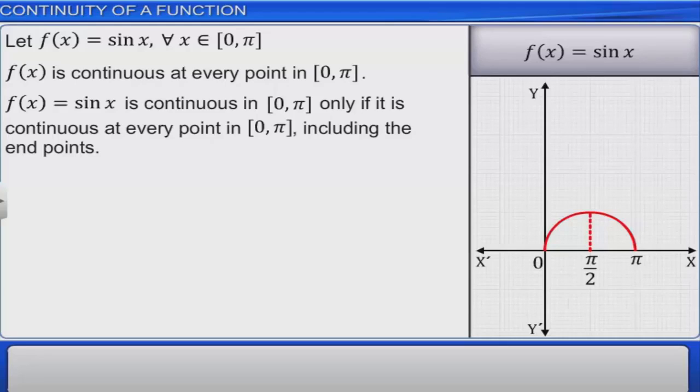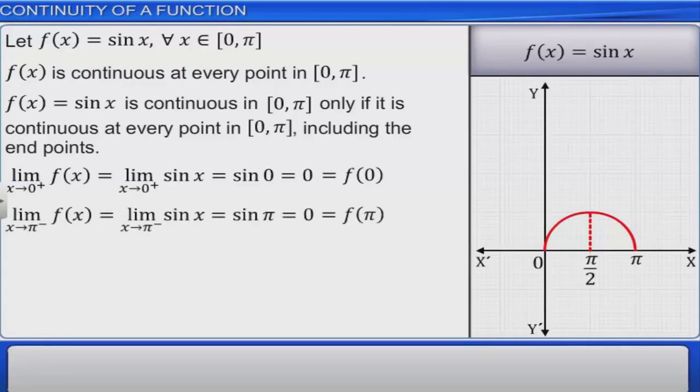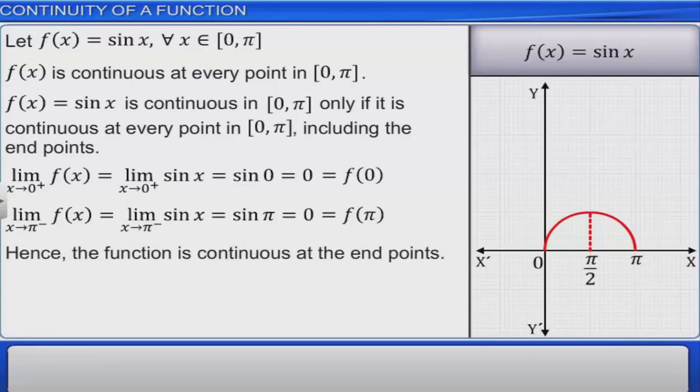The right-hand limit of f of x at x is equal to 0 is 0, which is the value of the function at 0. The left-hand limit of f of x at x is equal to pi is also 0, which is the value of the function at pi. Hence, the function is continuous at the endpoints. Here, we do not need to find the left-hand limit of the function at 0 and the right-hand limit of the function at pi.